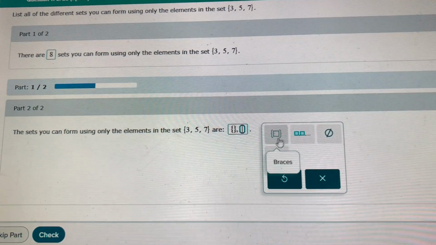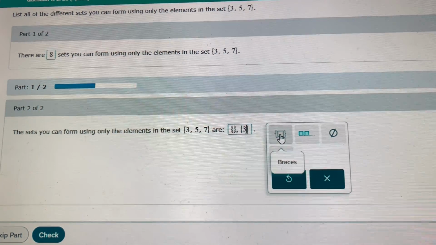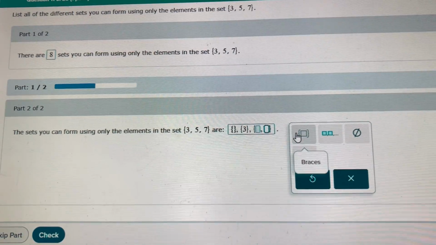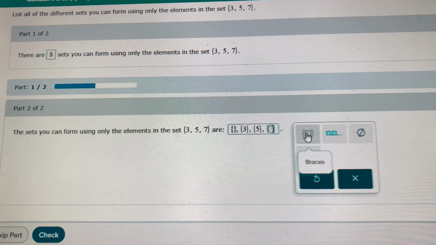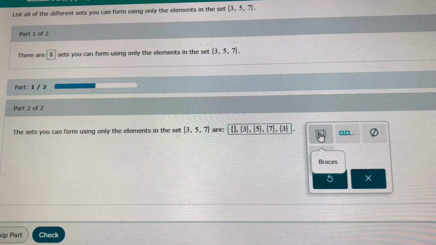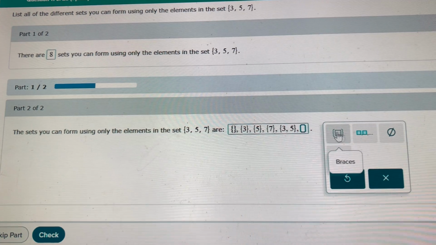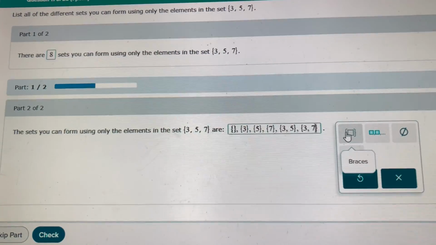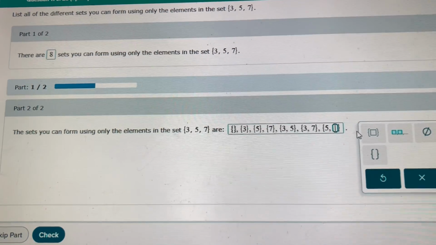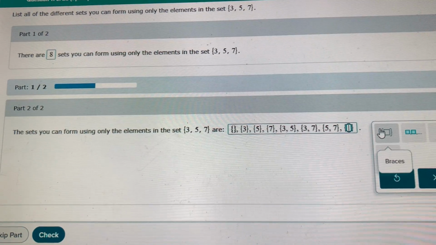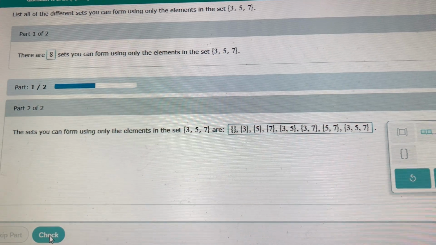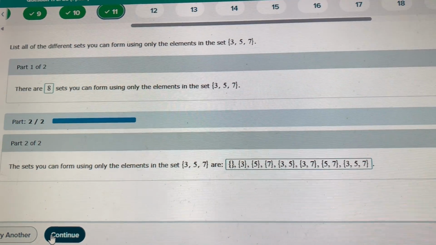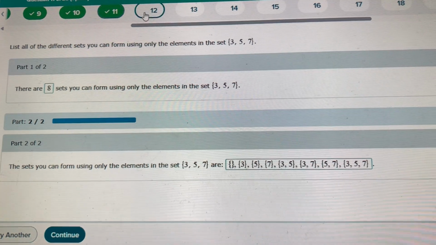Comma. Now I'm going to do the braces with 3. Comma. Braces with 5. Comma. Braces with 7. Comma. 3, comma, 5 inside the braces. Then another comma. 3, comma, 7. And 5, comma, 7. And finally, 3, 5, 7 all together. 1, 2, 3, 4, 5, 6, 7, 8. So this problem was good because it had both how many and to list them all.